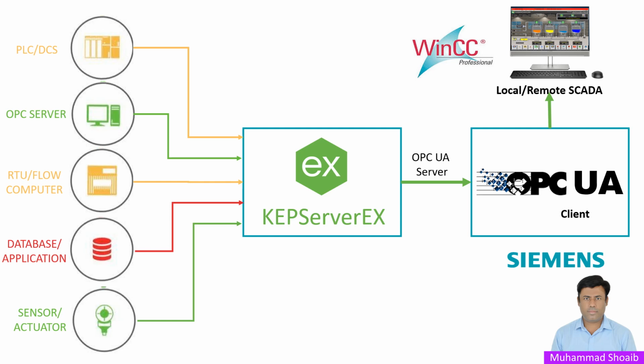So we can convert all those protocols and fetch data inside the Kepware server, and after that we can transmit the same data to our SCADA system. In this tutorial series, we are going to learn how we can use WinCC SCADA to get data through OPC. So we'll use multiple types of protocols, and then we'll use KEPServer to fetch data inside the SCADA system.